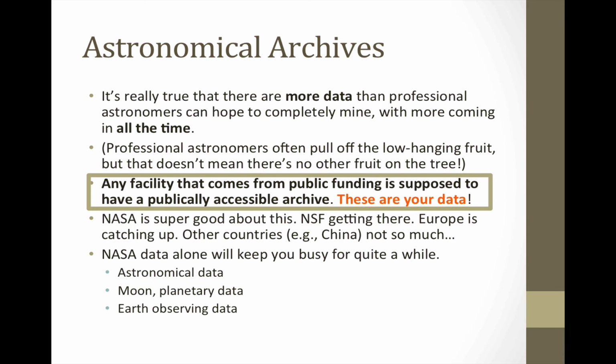So it is really true that there are more astronomical data available right now than professionals can hope to completely mine. And there's more data coming in all the time, and new facilities coming online all the time. Now, professional astronomers are often going to pull off the easy stuff, but that doesn't mean that there isn't good science left in the archive for you to do. Any US-based facility that comes from government funding is supposed to have a publicly available archive. So that, because these are your data too, that means that you have the right to access all of this data through the archives. NASA is really good about having archives.